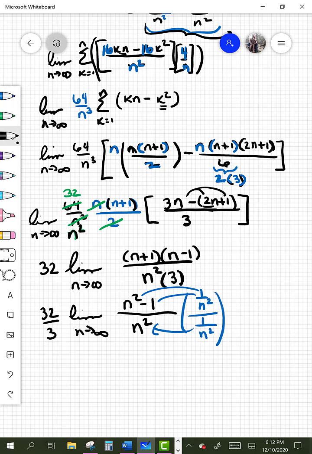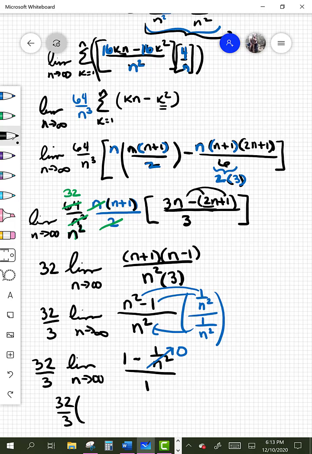If we distribute this, we'll see that we have 32 thirds times the limit as n goes to infinity. Well, 1 over n squared times n squared is 1, minus 1 over n squared, all over 1. And now when we take the limit as n goes to infinity, this 1 over n squared goes to 0, and we're left with 1 over 1. So this is 32 thirds times 1, which is 32 thirds.